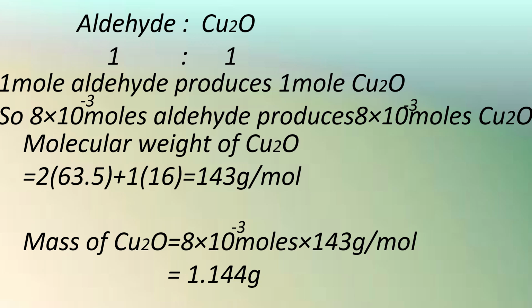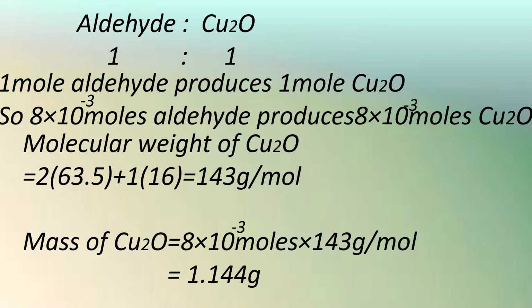Now we have to calculate mass of copper 1 oxide. But before this, I will calculate molecular weight of copper 1 oxide. Molecular weight of copper 1 oxide is equal to 2, the number of copper atoms, into 63.5, the atomic weight of copper, plus 1, the number of oxygen atom, into 16, the atomic weight of oxygen. After solving, molecular weight of copper 1 oxide is calculated to be 143 gram per mole.